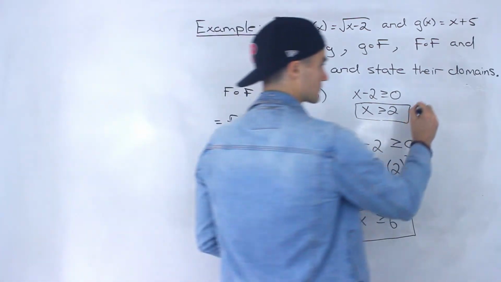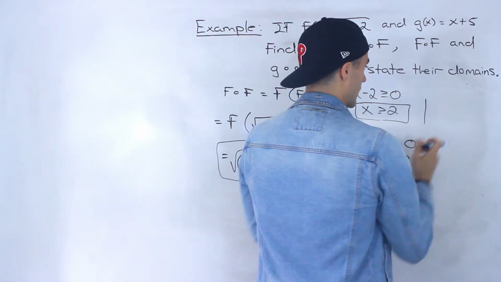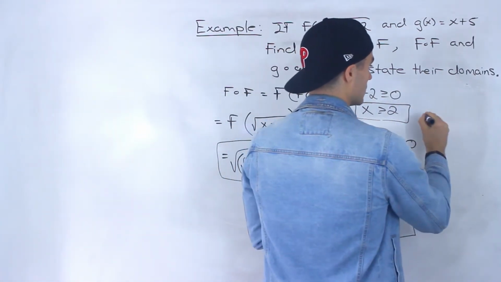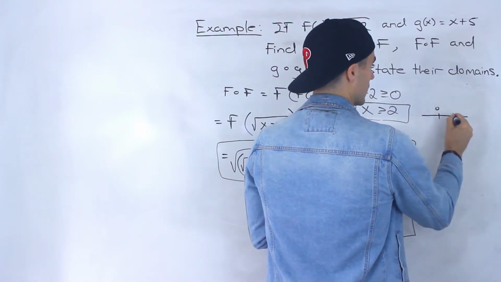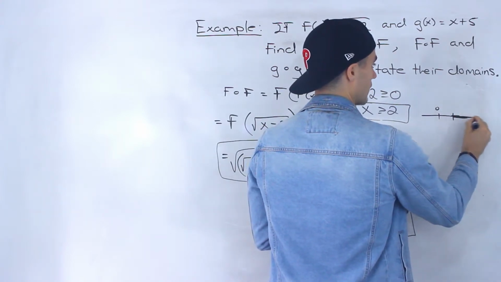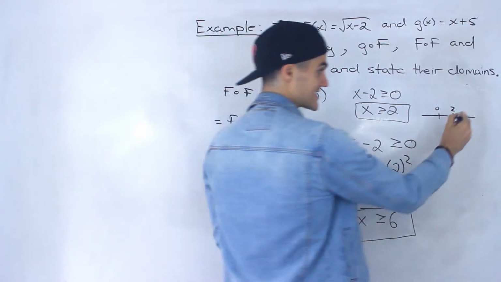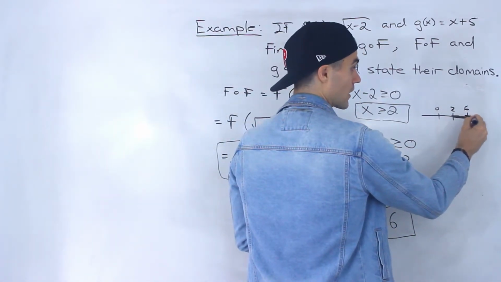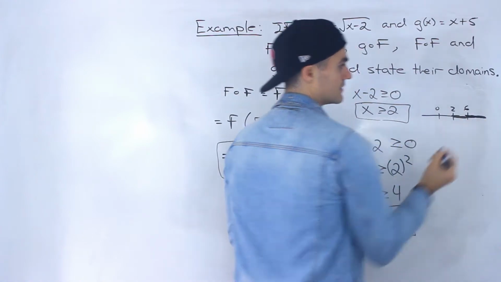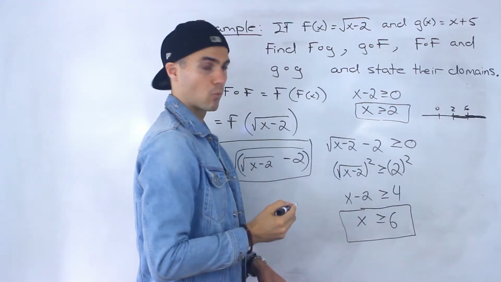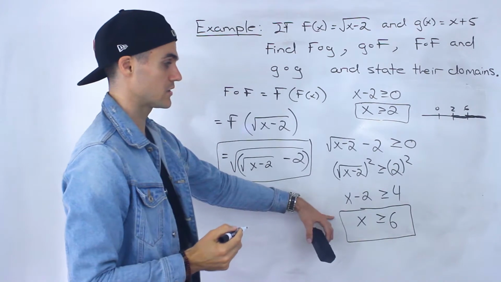Here, we're saying that if we show this on a number line, we got 0 here. Here we're saying that all the x values have to be greater than or equal to 2. But if we combine this, this is saying that all the x values have to be greater than or equal to 6, which is more strict. So this is going to be the domain.